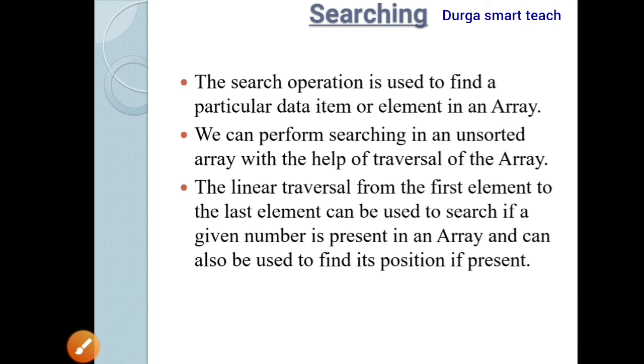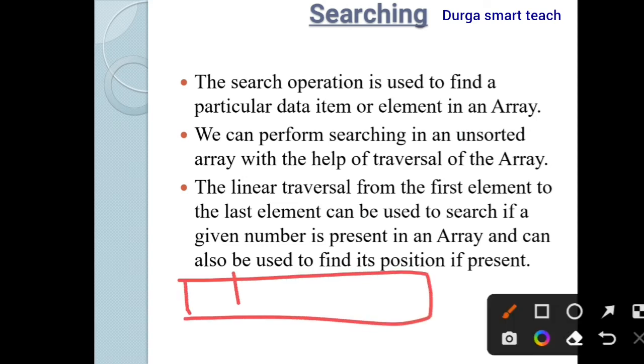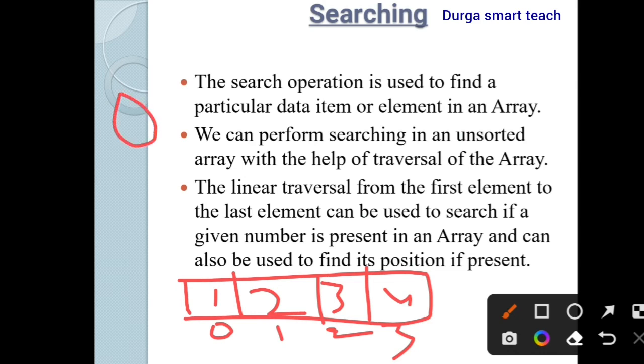Next, searching. Searching means finding an element in the array. Suppose the array elements are 1 2 3 4 at indexes 0 1 2 3. Searching starts from the 0th index. We need to start from the 0th index to the end of the array. The first element is stored at the 0th position and the last element at size minus 1. First you need to search for the element. I want to search for the element 3.